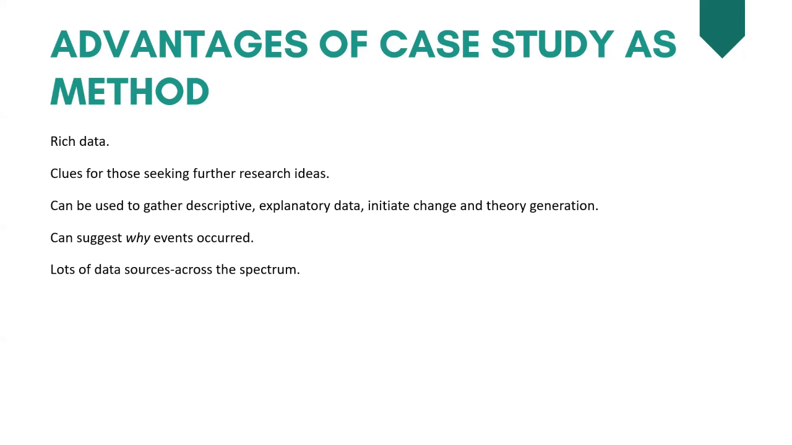Number three, descriptive and explanatory data. Case studies can often gather both descriptive data, which details what happened, and explanatory data, which explains why and how it happened. For example, a case study on a community health development program might describe the program's implementation and explain the factors contributing to its success.